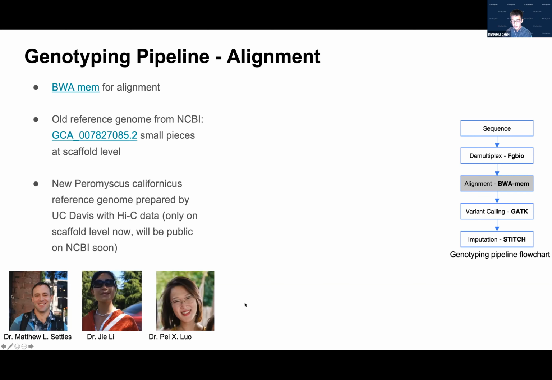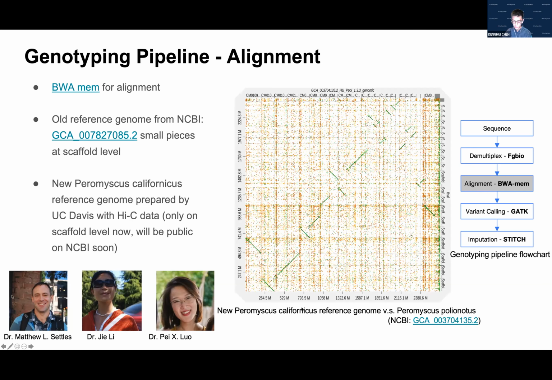Here is a basic comparison between the new reference that UC Davis is preparing and another Peromyscus species that is really close to the one we are studying right now. On the right side, you can see the new reference genome that UC Davis is preparing, still at scaffold level. Comparing it to the other species, which has a chromosome-level reference genome, we can see each scaffold covers one complete chromosome, or in some other cases multiple.